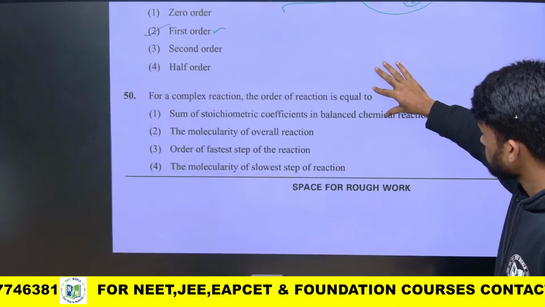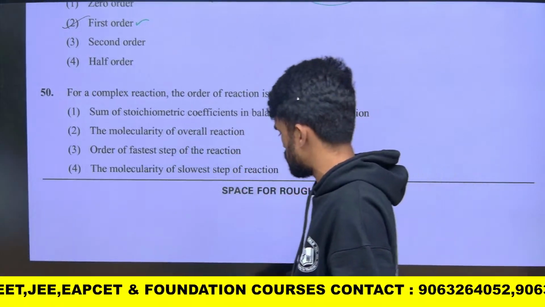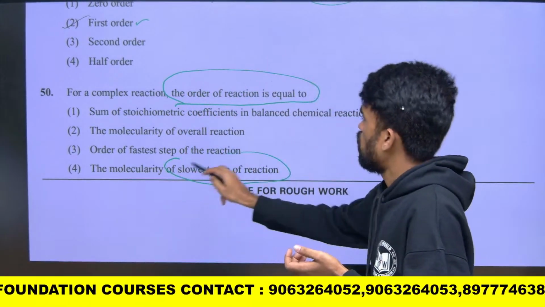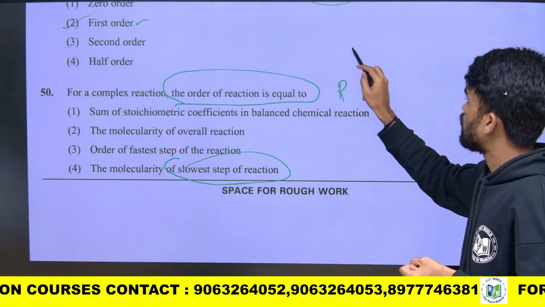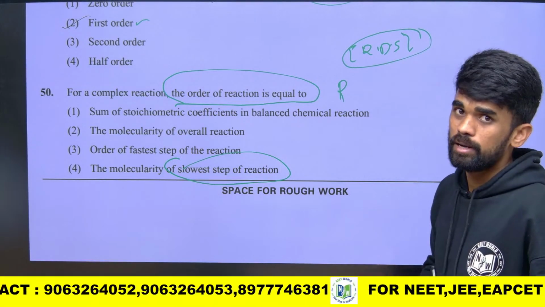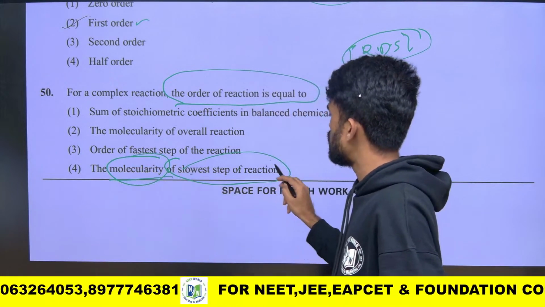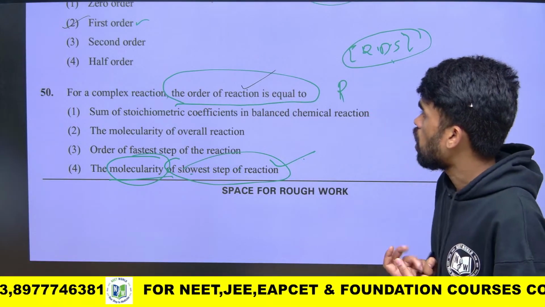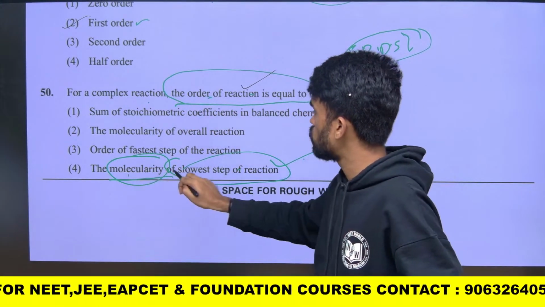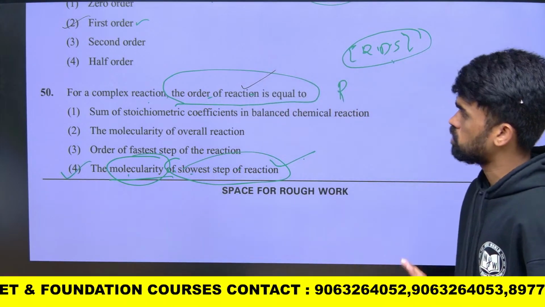Next, the last question of this session. For a complex reaction, the order of reaction is equal to what? The molecularity. See, the order of a reaction depends upon the rate determining step. How fast or how slow a reaction is, is determined by this rate determining step. The molecularity of the rate determining step is used to find the order of that reaction. So for a complex reaction, the order of reaction is equal to the molecularity of the slowest step of the reaction. That is correct. I hope everything is clear.